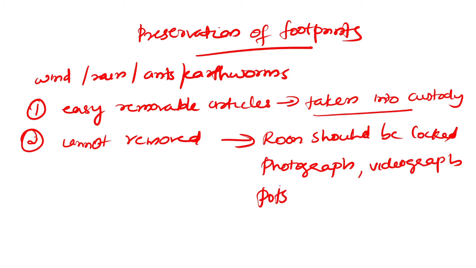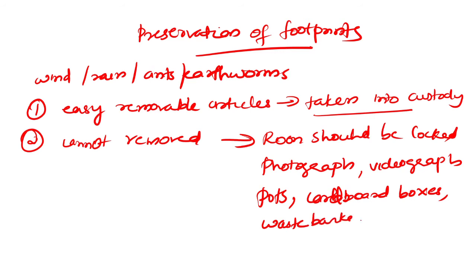So if it is not possible to lock the room, you can cover that footprint with a pot or cardboard boxes or waste basket or any other suitable materials. So if it is easily removable, you can take that into custody immediately after noting all the details.